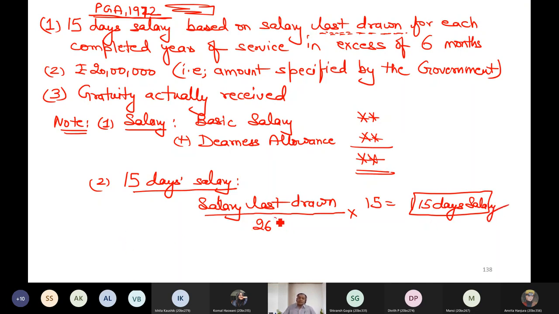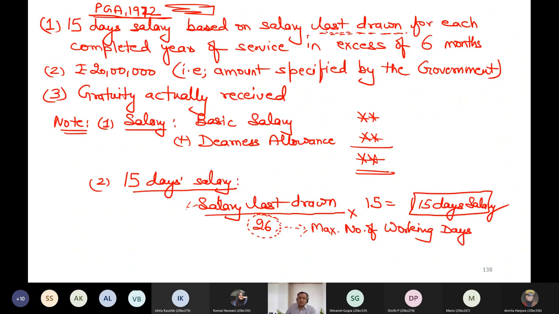Salary last drawn divided by 26. Can you tell me why I am dividing by 26? Logically, can you think? So 4 Sundays and 30 days. Yes, because 26 is the maximum number of working days. So salary last drawn, that is of 1 month, you divide it by 26, you get the average 1 day salary. You multiply it by 15, you get 15 days salary.